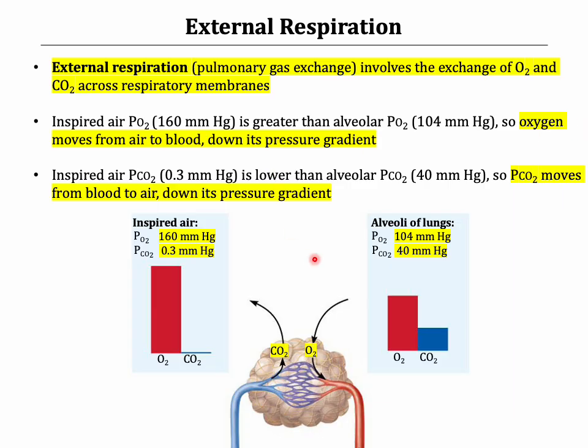So oxygen is going to move from the air to the blood, going down that pressure gradient. Then with the carbon dioxide, in the inspired air, that partial pressure is quite low in comparison to what we see within the alveoli. So again, going down that pressure gradient, carbon dioxide is going to move from the blood to the air, just following that natural diffusion process.